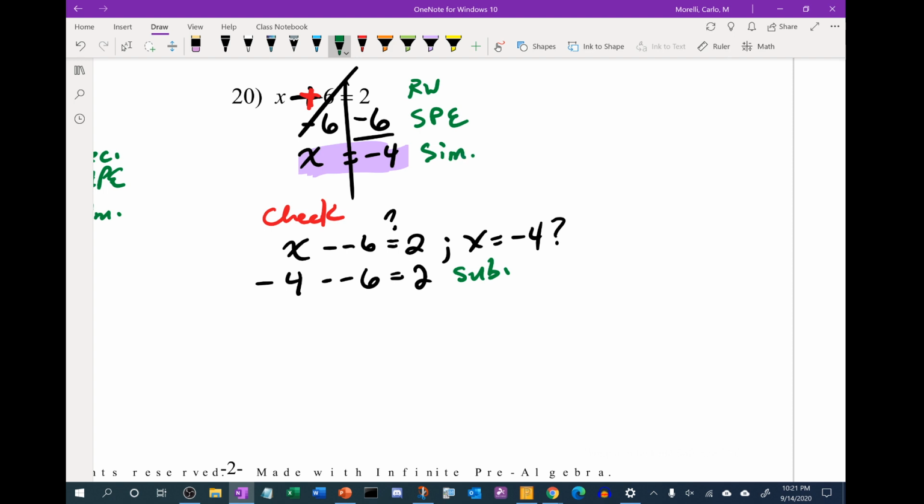All right, so here again, I can turn that into a plus sign. I've got double negatives. Negative 4 plus 6 is 2, and 2 equals 2. How do I know that that's true? By the identity property of equality, okay?